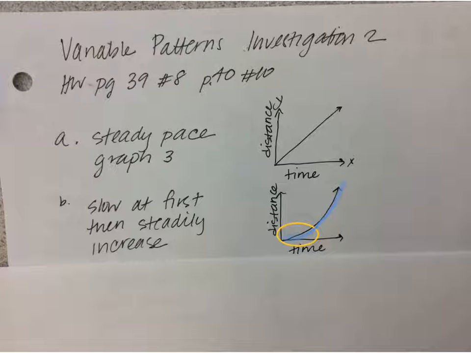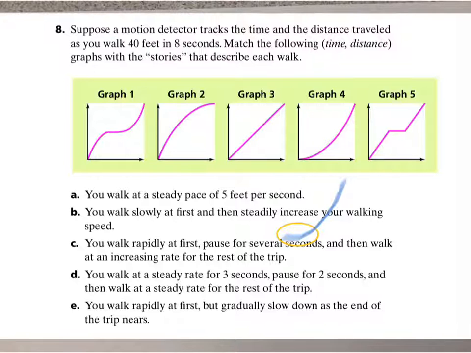Okay? So then I'm going to take a look at C, and C tells me this. I'm going to go back to the original again. C says you walk rapidly at first, then pause for several seconds and walk at an increasing rate the rest of the trip.